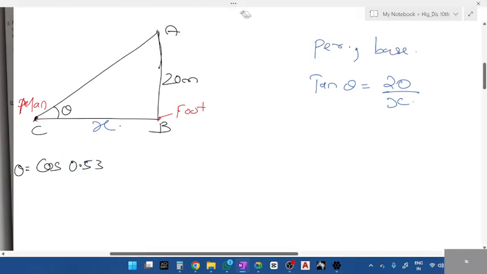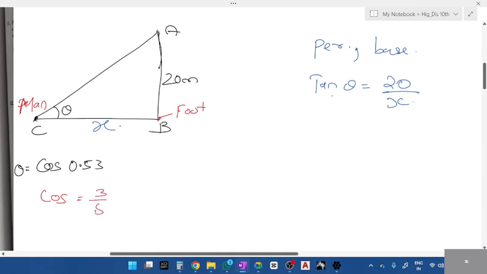Okay, let me erase this. Tan theta is equal to 20 by x. Now, is the tan theta value given or the cos theta value? Which value is given? Cos theta. In the previous question, students, we had a ratio. In the previous one, we had a fraction.